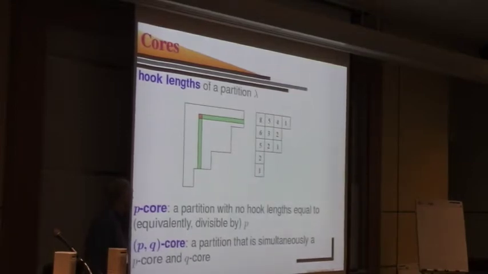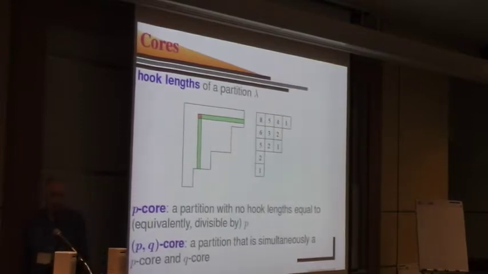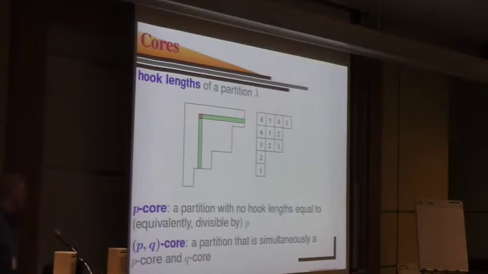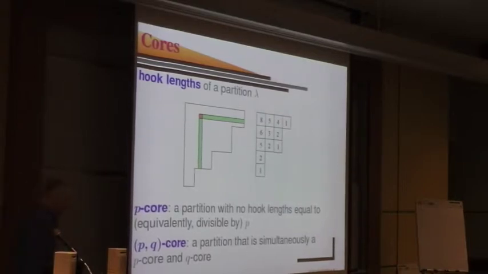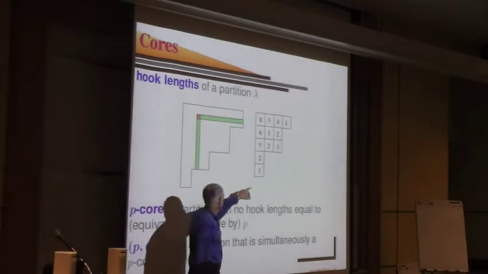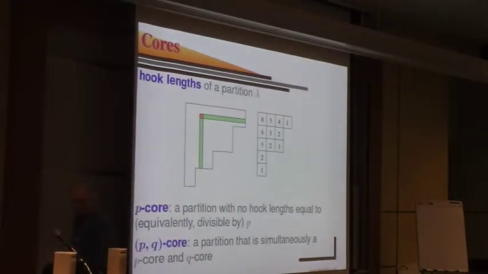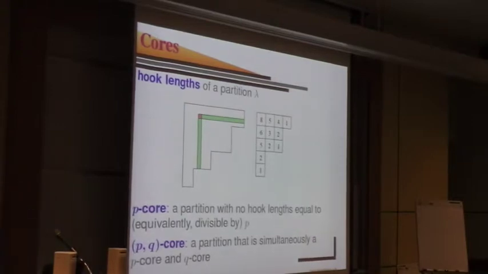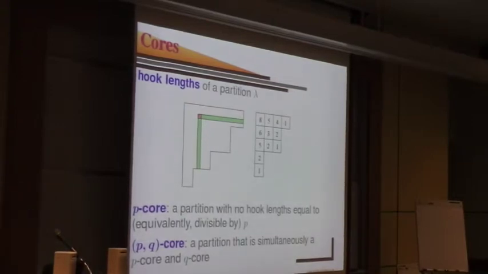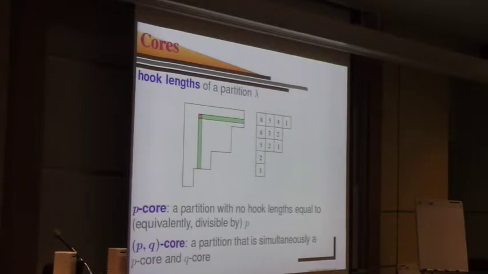We can define this hook to be the set of all squares to the right and below. And the hook length is the size of the hook. So I put these hook lengths here inside each square. They play a very fundamental role in the theory of symmetric functions and the representation theory of the symmetric group. P-cores come up, for instance, in modular representation theory of the symmetric group.